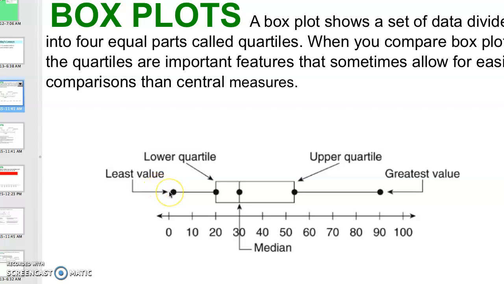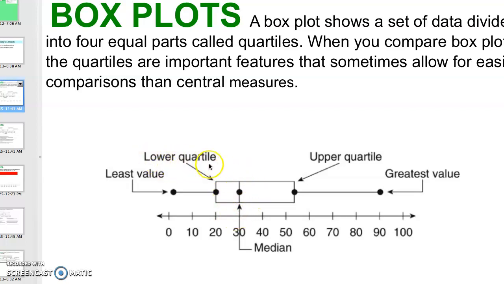It's called the 5-number summary that makes up a box plot because you need 5 numbers to create a box plot. That's the least value, which is your smallest value, and your greatest value, which is your largest value. Then your median. Your median is one of those central measures of tendency that you know how to find. So you definitely need the median.